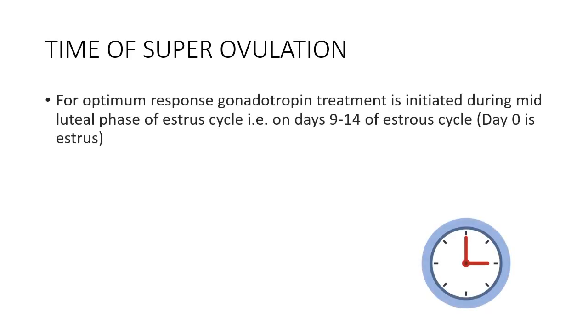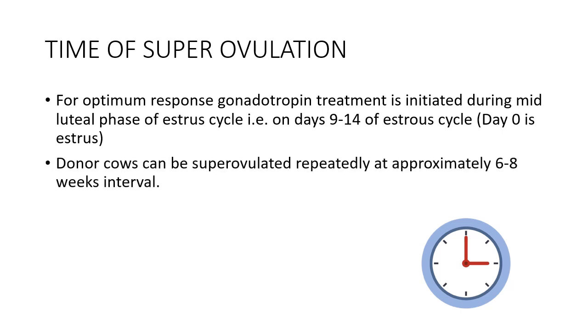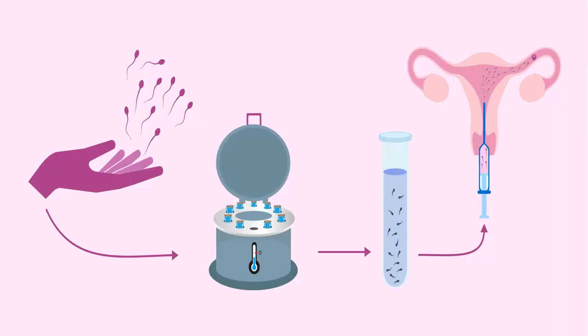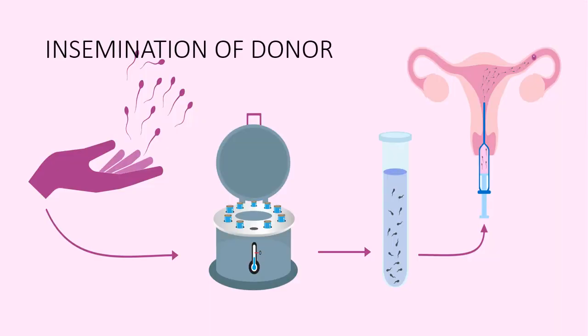At what time should the superovulation occur? For optimum response, gonadotropin treatment is initiated during the mid-luteal phase of the estrus cycle, that is on days 9 to 14 of the estrus cycle. Day 0 is estrus. The donor cows can be superovulated repeatedly at approximately 6 to 8 weeks interval. Next we'll move on to insemination of the donor.